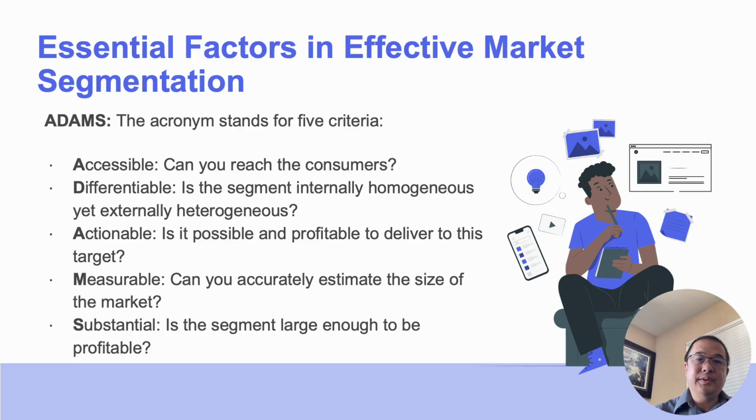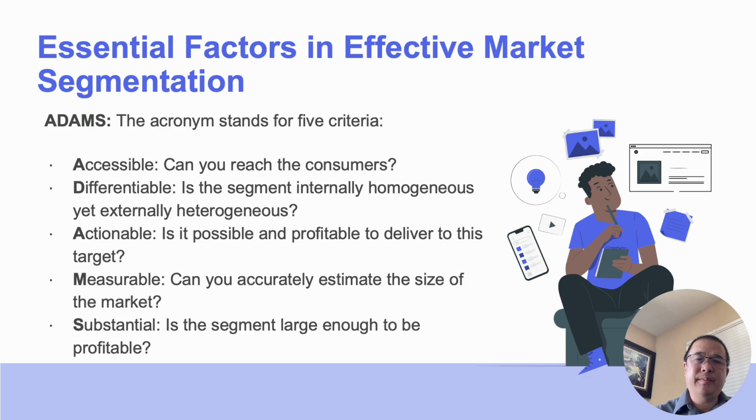Number 2, differentiable. The question is, is the segment internally homogeneous yet externally heterogeneous? This means internally homogeneous: customers within the same segment are similar. Externally heterogeneous: different segments are different from each other.